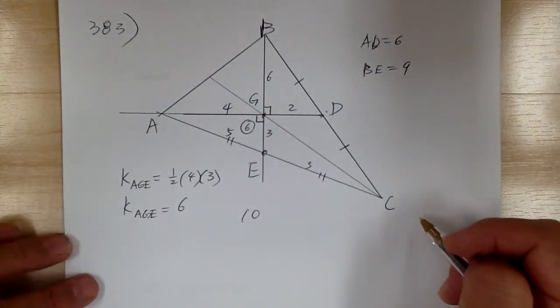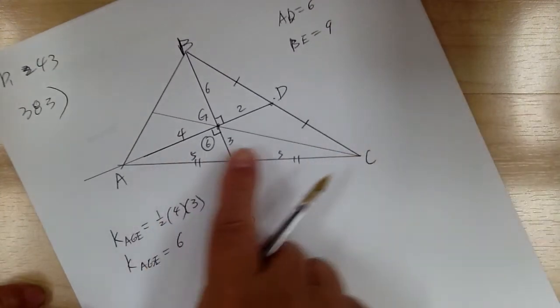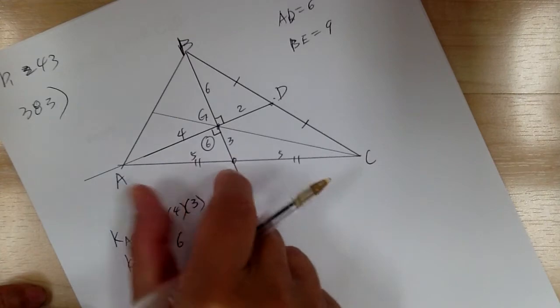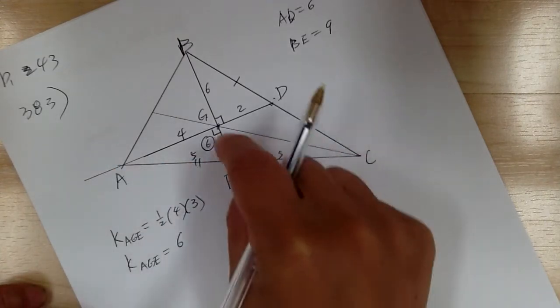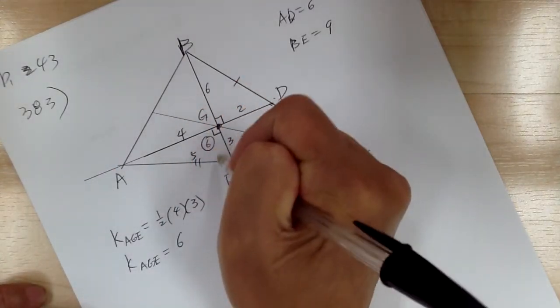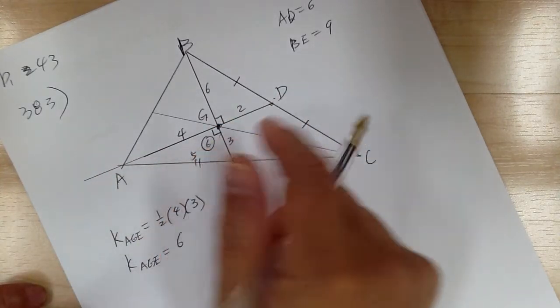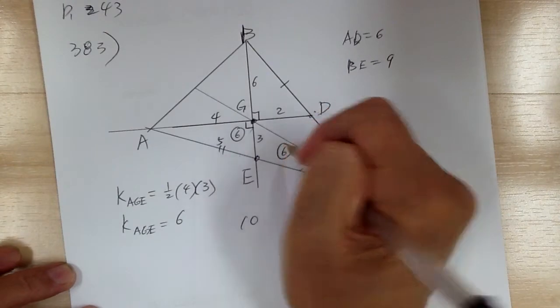Next, I'm going to turn this sideways and look at this triangle over here. Since it's a midpoint, the bases are the same, and the altitude is the same because it's from the same point. If you have the same altitude and same base, you're going to have the same area. So this area is 6.